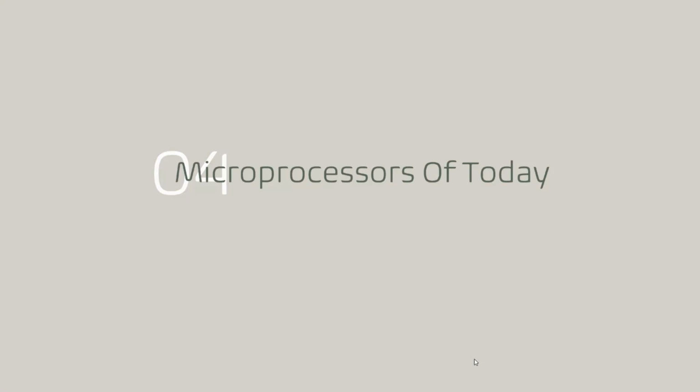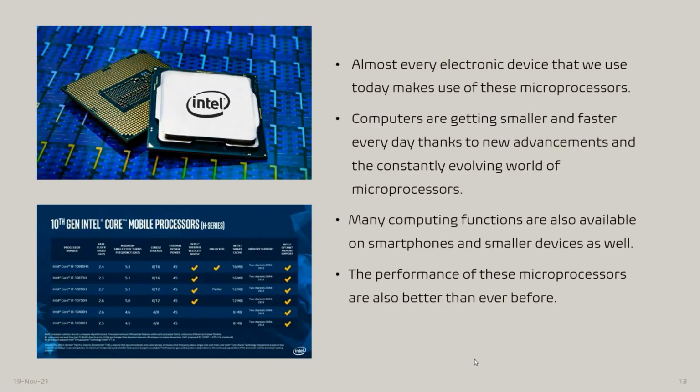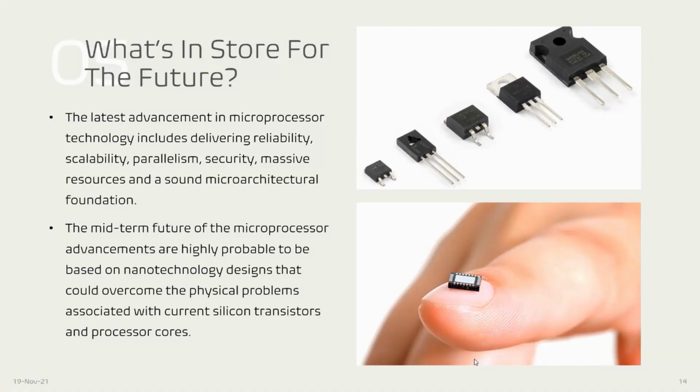Now let's look at where these are today. Almost every single one of the devices we use today definitely employs these microprocessors. We find newer, smaller, sleeker computers with better performance parameters every single day, and it only keeps evolving. And microprocessors in them are better than ever before. This begs the question, what can we expect in the future when the technology is evolving this fast?